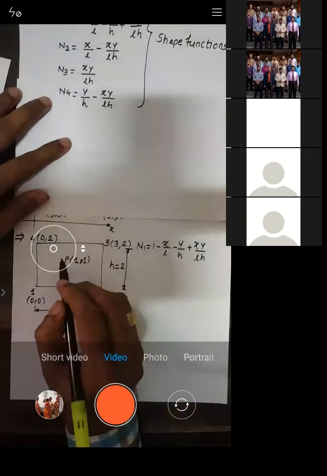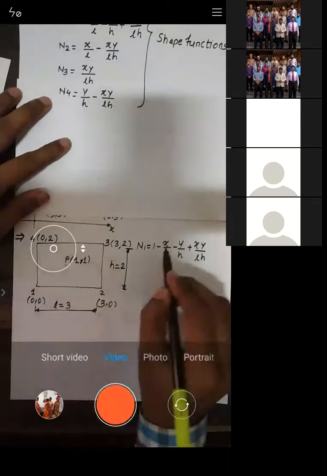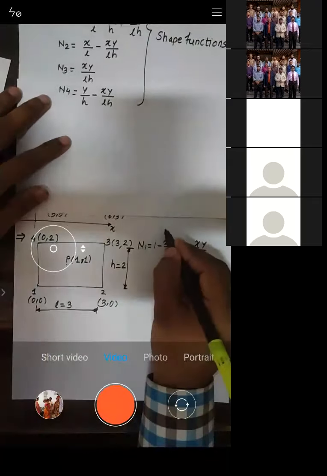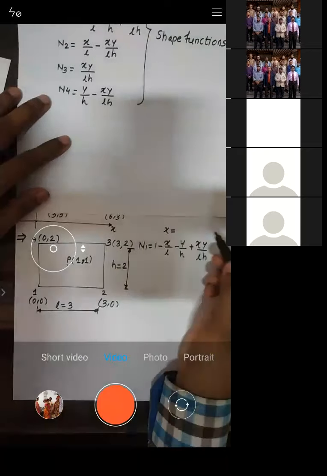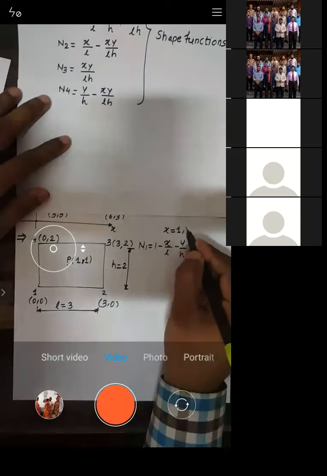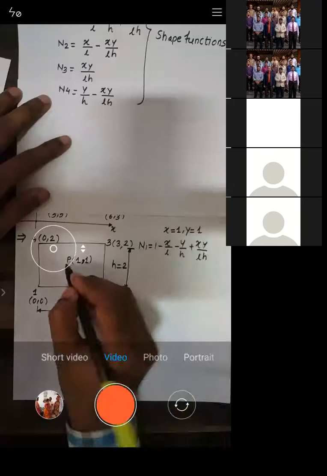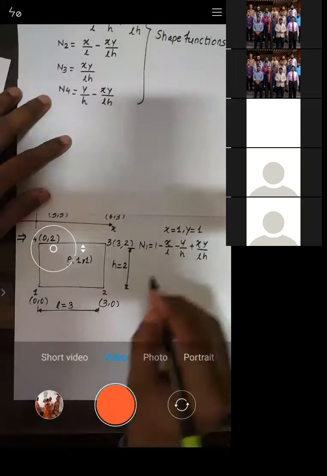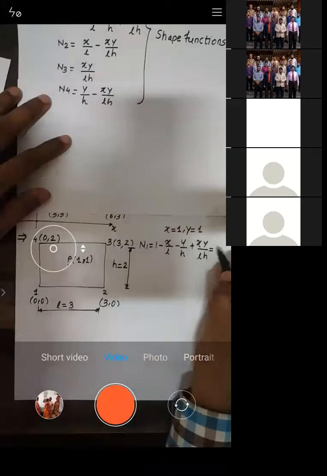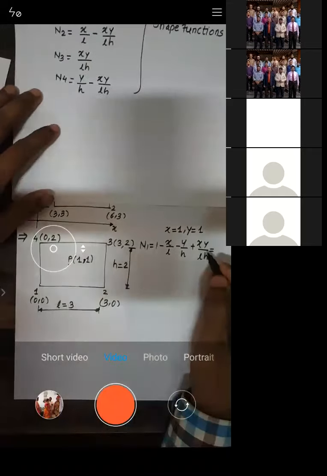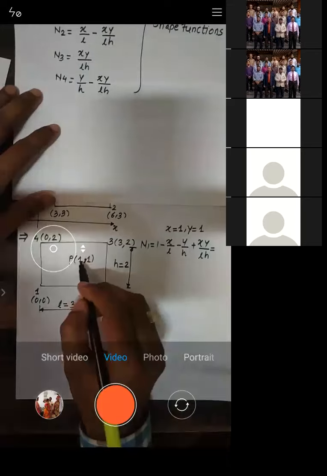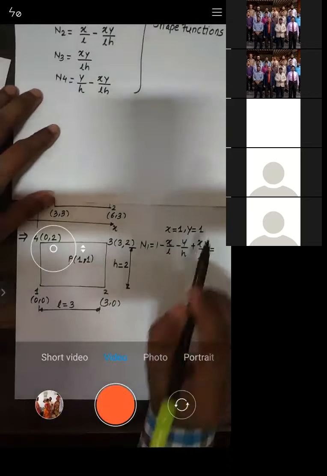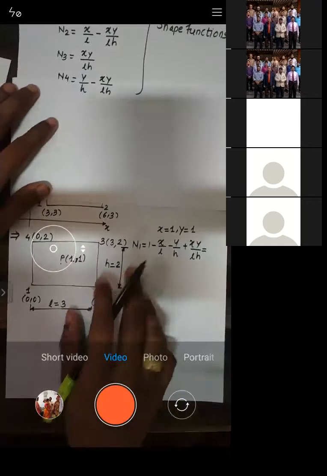Now see here, all of you. What are x and y? That is the location of point P. So x is 1, and similarly y is also 1. That is the only thing I put. Now can you tell me the value of N1? Now tell me N1.